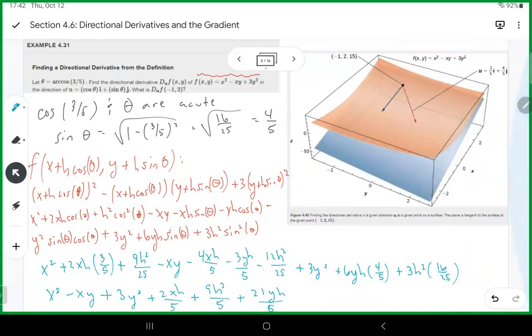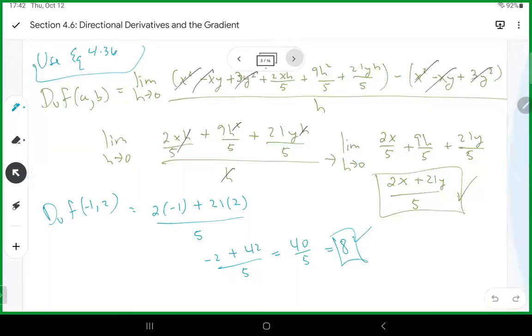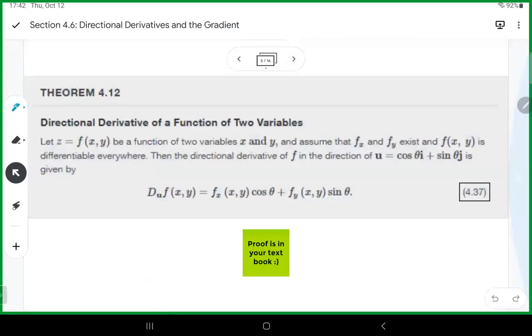Okay, so we have a theorem, directional derivative of a function of two variables. The proof is in your textbook. If you would like to go over it, you may. I'm not requiring it on anything, but if you are curious, it is in there. And I'm sure we are about to use it.